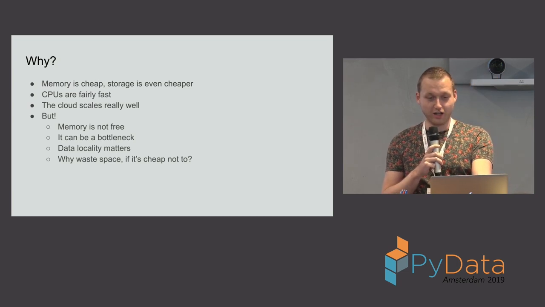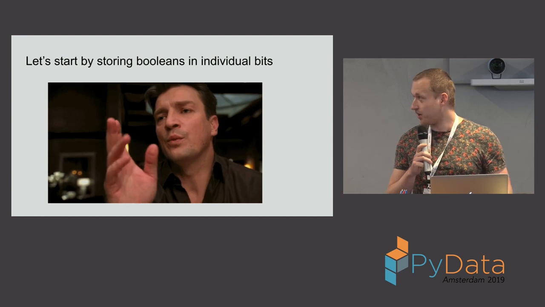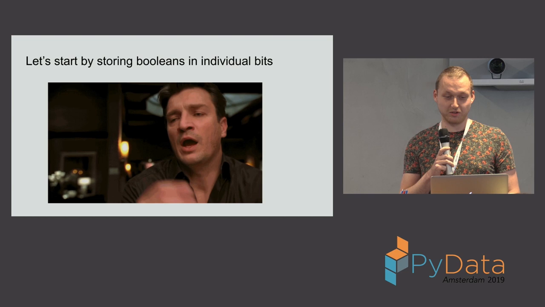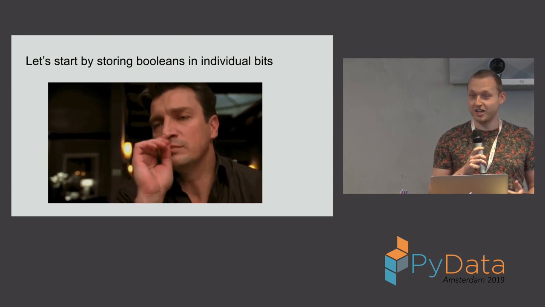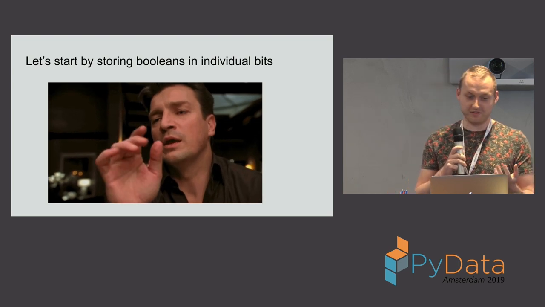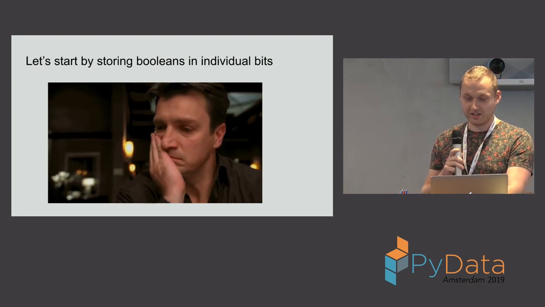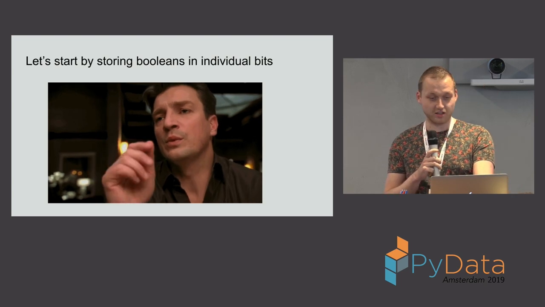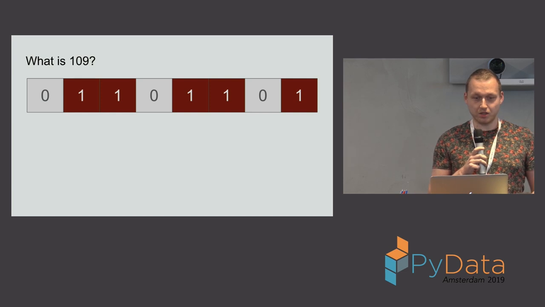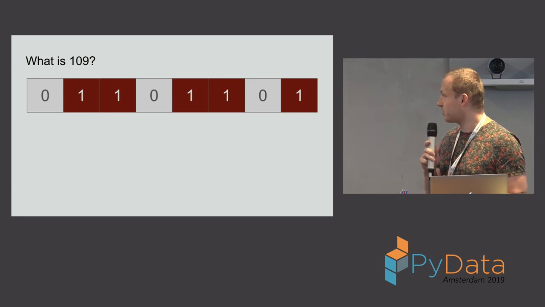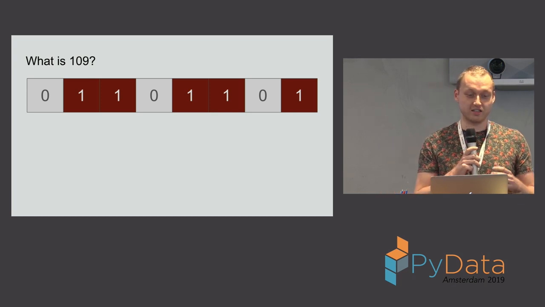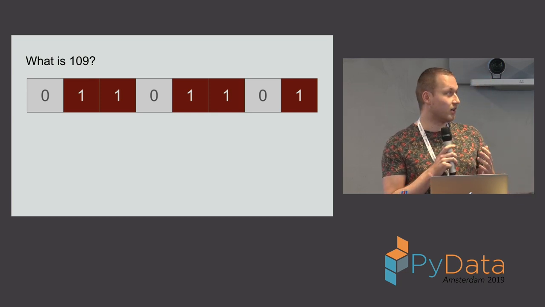So let's start by doing something fairly basic, but something that might be a bit too low level. We're going to be using individual bits in our bytes to store a Boolean value, so true and false values, which might sound like not a great idea, but it turns out it's not that bad. To see how we can do this, let's have a number, in this case 109, and let's look at the bit representation.